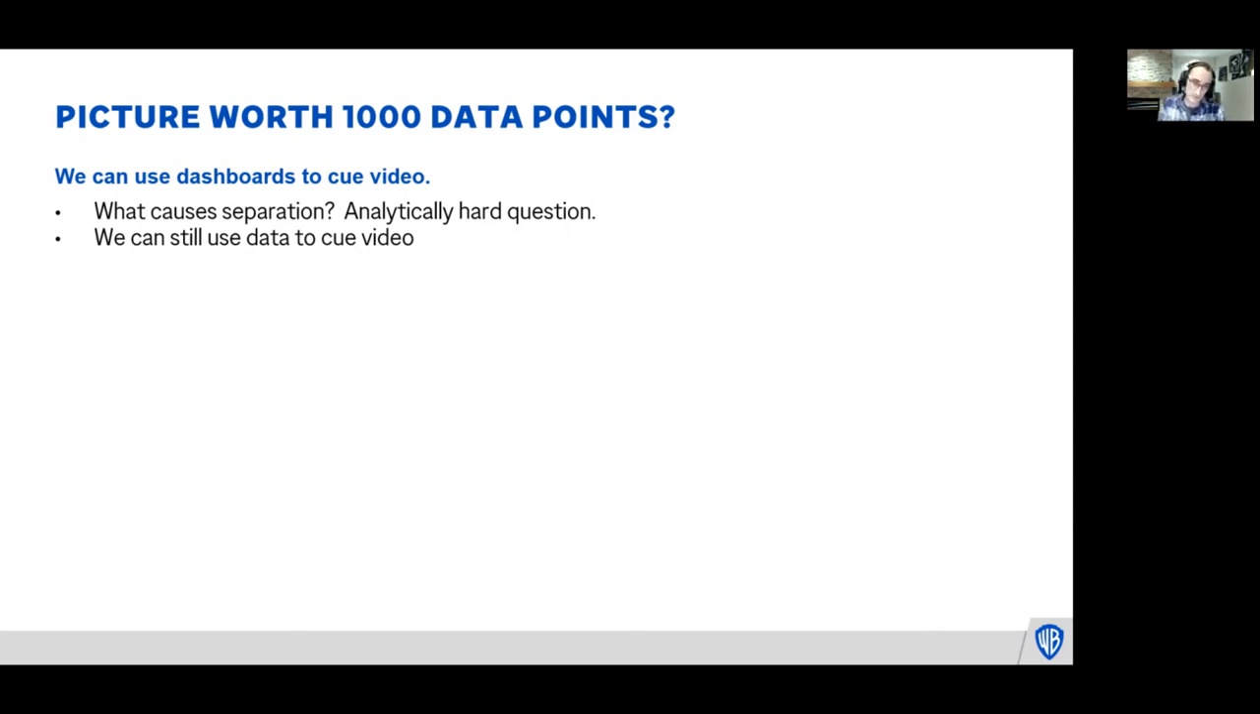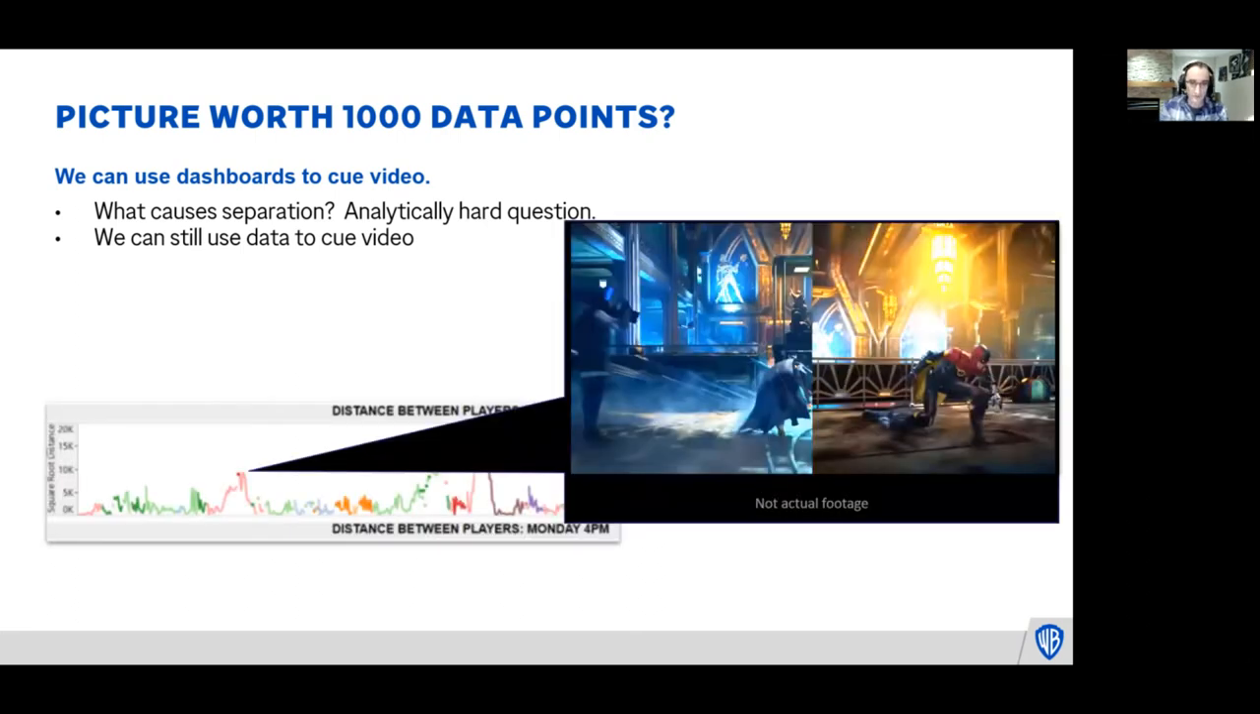But what we can do is queue up some video to figure it out, or at least get some clues. So in a dashboard, you can click a button, and video pops up of both players together, and you can see in some cases it's totally legitimate. In other cases, they got lost, there's an obstacle between them and they cannot see each other, and so they don't know how far apart they are.